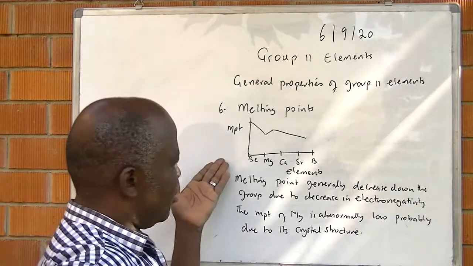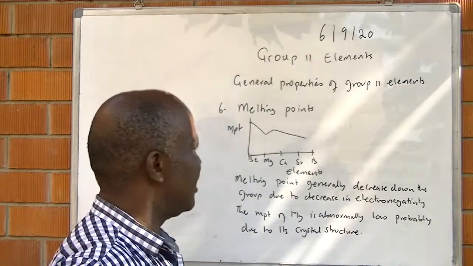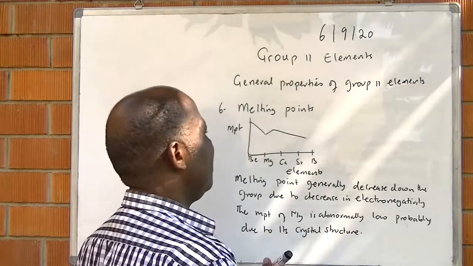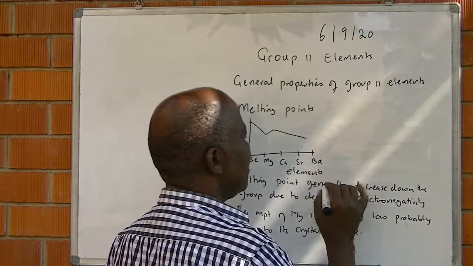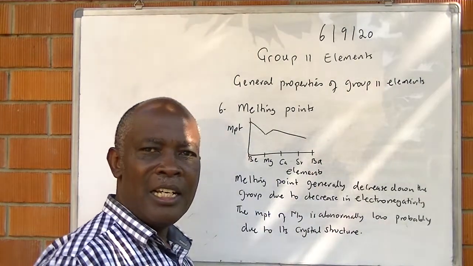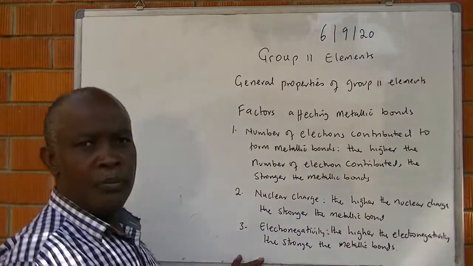But in comparison, group 2 elements have got higher melting points compared to group 1 elements because group 2 elements have got higher electronegativity compared to group 1 elements.